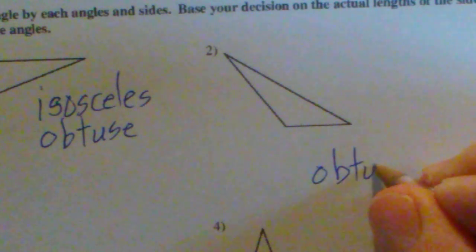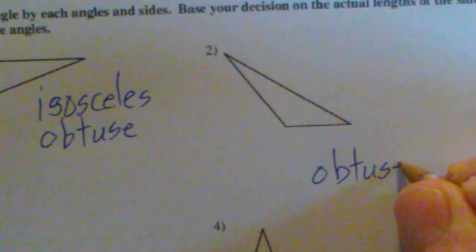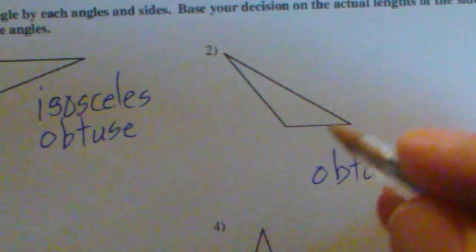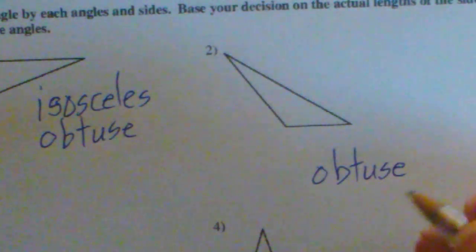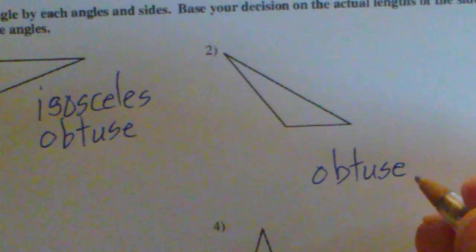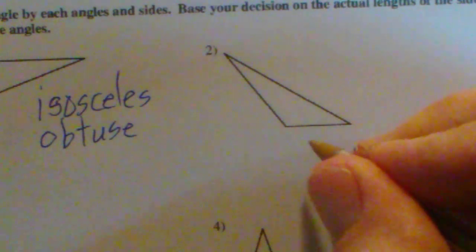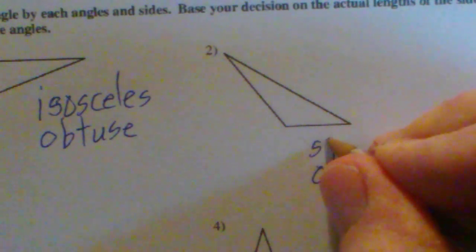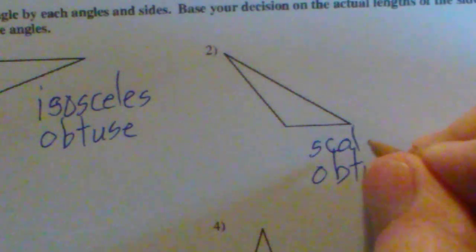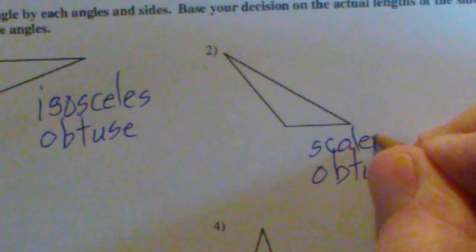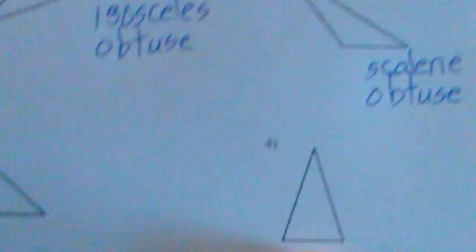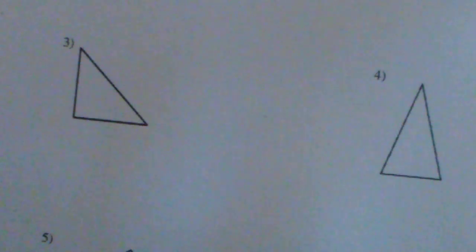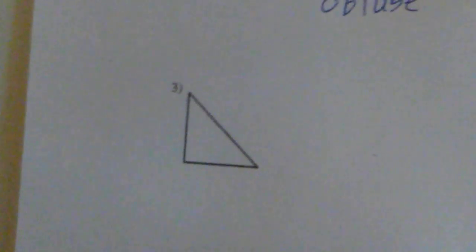Do any of the sides look the same? Nope. All the sides look different. Tiny, bigger, biggest. When they're all different, what are they? Go back and look. Scalene. I forget if they say scalene obtuse or obtuse scalene, but we'll just put scalene obtuse. Okay, what number are we on now? Number 3.